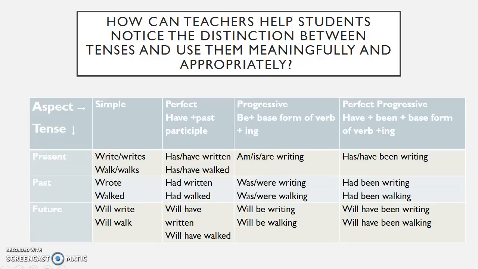So how can teachers help students to notice the distinction between tenses and use them meaningfully and appropriately? You can see on this chart that we have aspect and tense. If you were to share a resource like this with your students, they might be able to have a quick reference in terms of function and form.